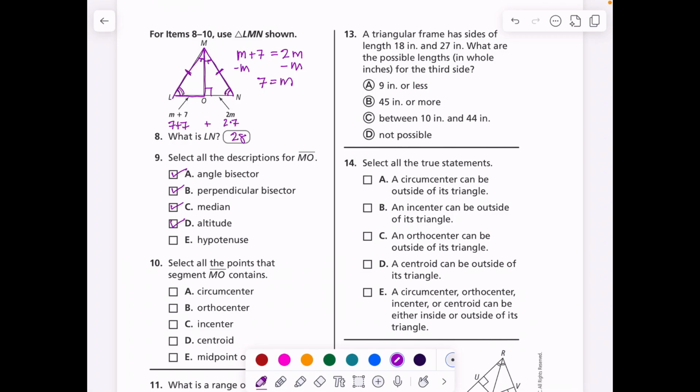For number 10, just a reminder that the circumcenter has to do with the perpendicular bisector. The orthocenter has to do with the altitude. The incenter has to do with the angle bisector. This is really messy, huh? And then the centroid has to do with the median. That's a lot of lines. Either way, Mo contains all of those.